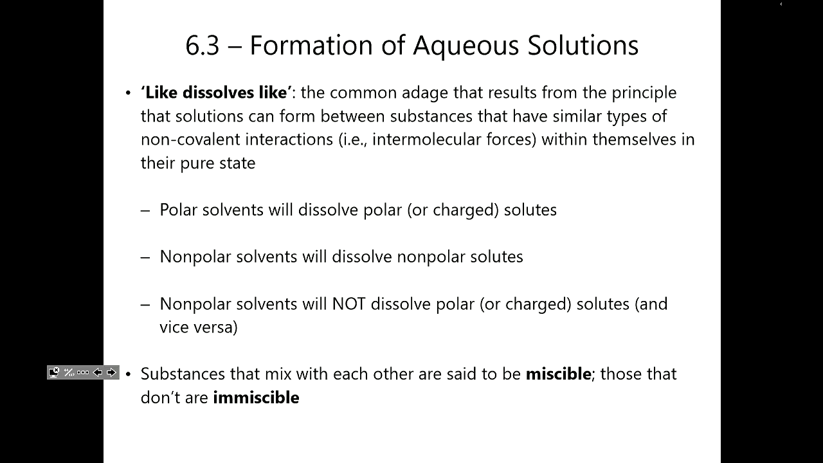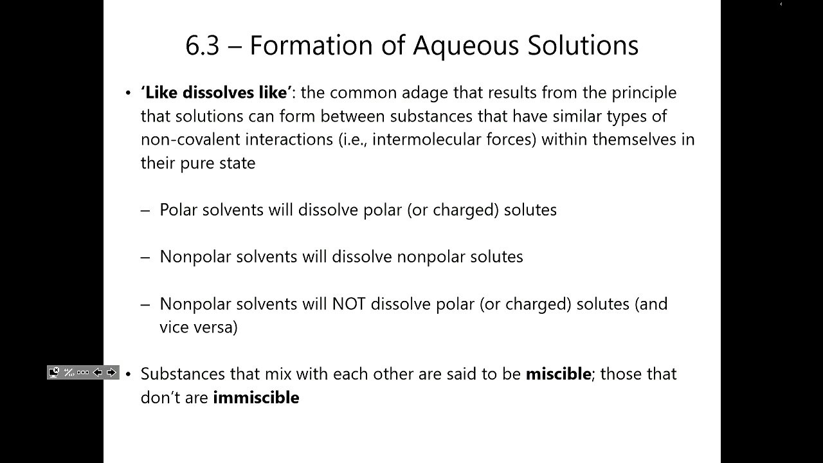So polar solvents will dissolve polar or charged particles. Nonpolar will dissolve nonpolar. But it's these two, nonpolar with polar and vice versa, those will not mix. Okay? So again, the term is miscible. If substances mix with each other, they're said to be miscible. If they don't, they're said to be immiscible.